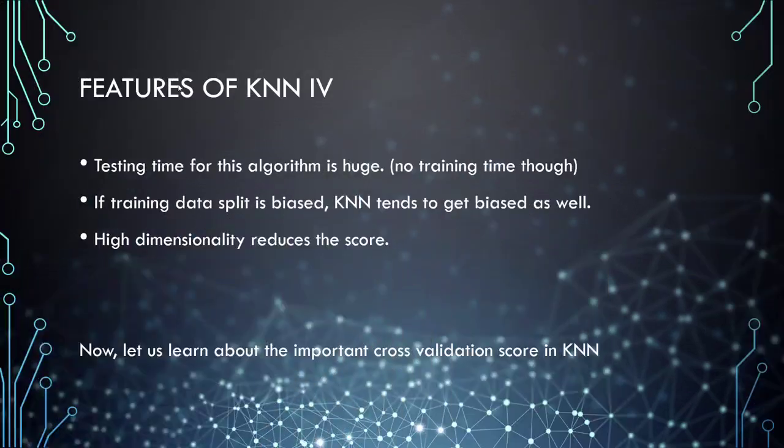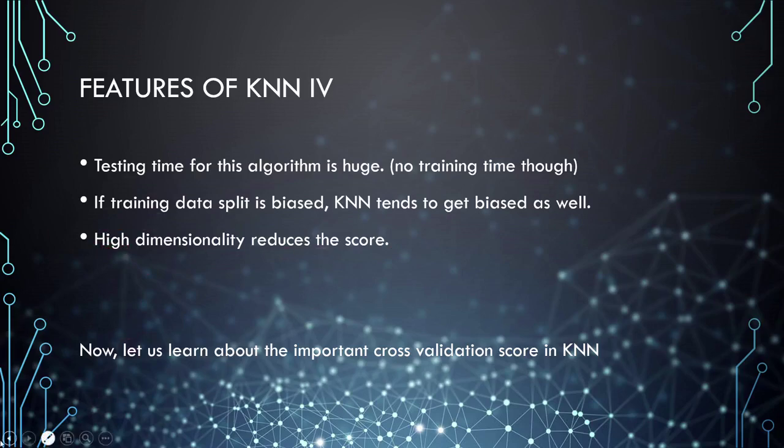Okay, so the testing time for this algorithm is huge, though there is no training time. If the training data split is biased, the KNN tends to get biased as well. So we have to take care of whether the training data is biased or not. How can we do that? We can just shuffle the values randomly. Also, high dimensionality reduces the score.